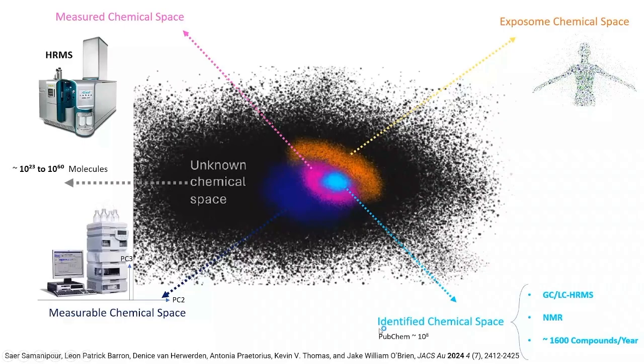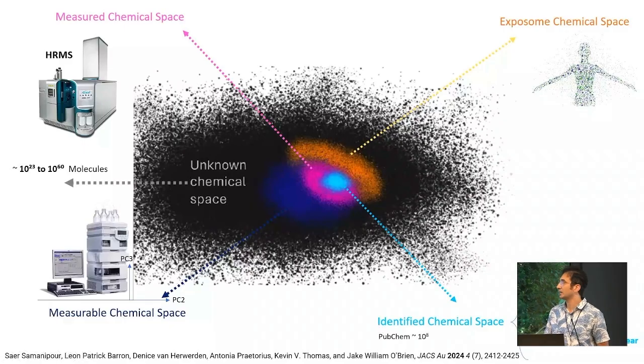So identification is a very high level characterization of the molecules, which is done by using very accurate and high resolution instruments like mass spectrometry. And the rate of identification is very slow. Only about 1,600 molecules per year are identified. So compared to the whole unknown molecules in the universe, which is huge, identification is still very slow, and we need advanced tools for filling the gap in between them.